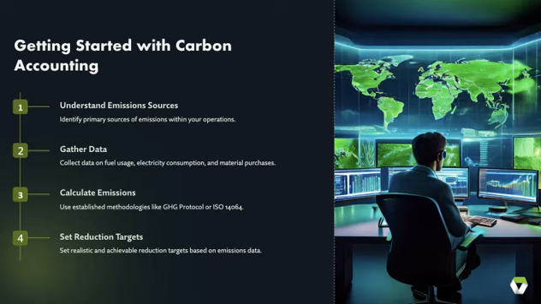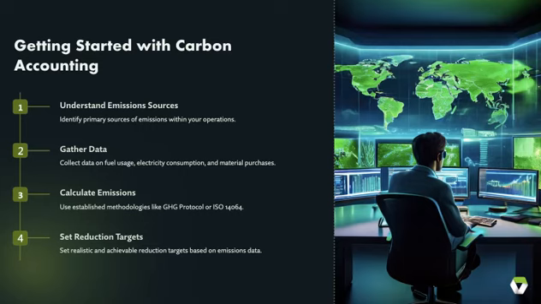So how can you get started with carbon accounting? The first step is to understand your emission sources. You do this by identifying the primary sources of emissions within your operations. This includes on-site fuel combustion, electricity usage, and the carbon footprint of materials used in your construction projects. The next step is to gather data. So collecting data on fuel usage, electricity consumption, and material purchases. Accurate data collection is essential for precise carbon accounting.